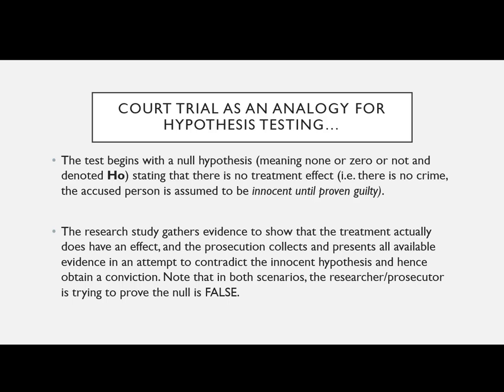The test begins with a null hypothesis, meaning none, or zero, or not, denoted as H sub 0, stating that there is no treatment effect, i.e. there is no crime. The accused person is assumed to be innocent until proven guilty. So the researcher then gathers evidence to show that the treatment actually does have an effect, and the prosecution collects and presents all available evidence in an attempt to contradict the innocent hypothesis and hence obtain a conviction. Note that in both scenarios, the researcher or prosecutor is trying to prove that the null is false.